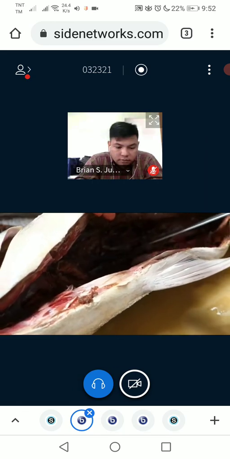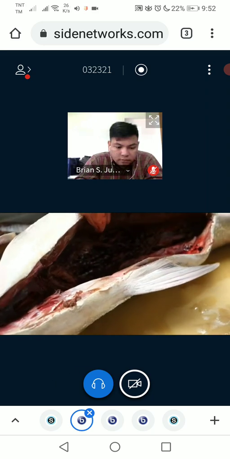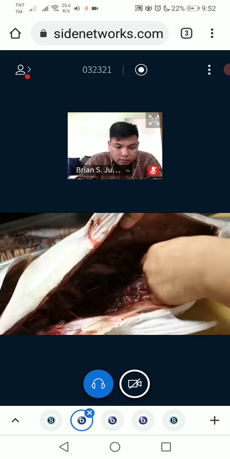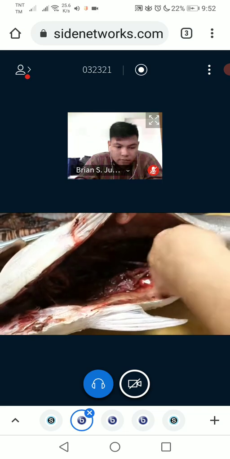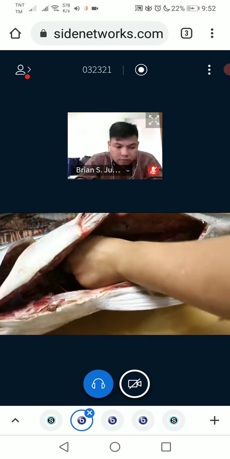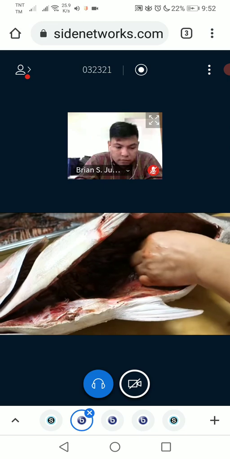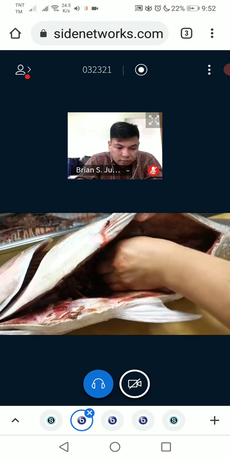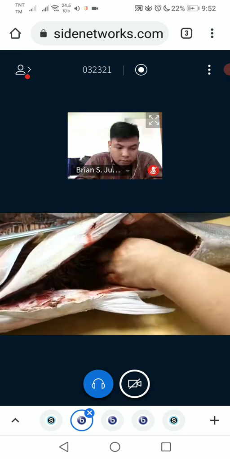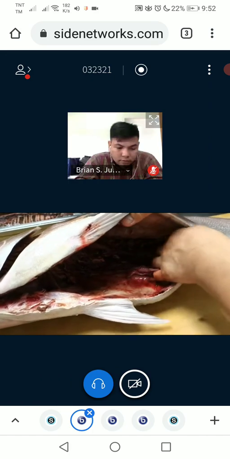We need to clean up this one. What is that in there? That's part of the intestinal wall? Yeah, between the bones. It's kind of gross, right? You look like a surgeon.